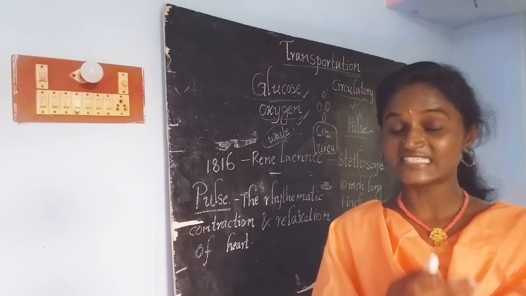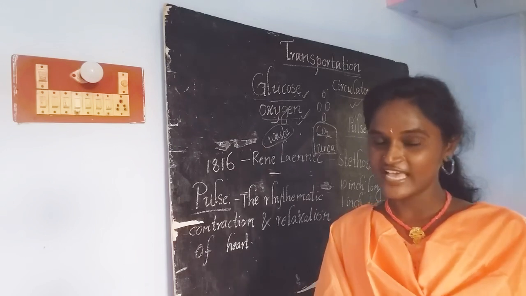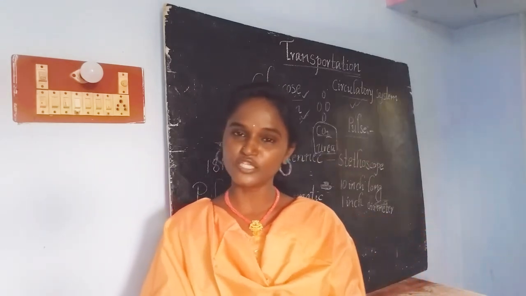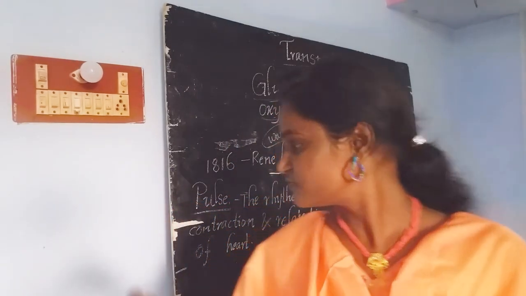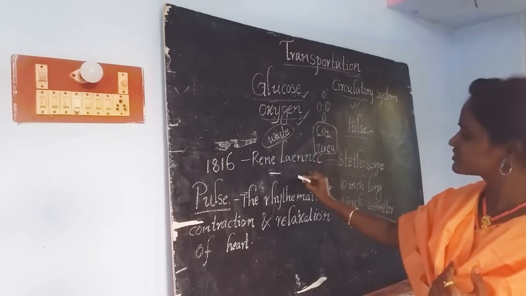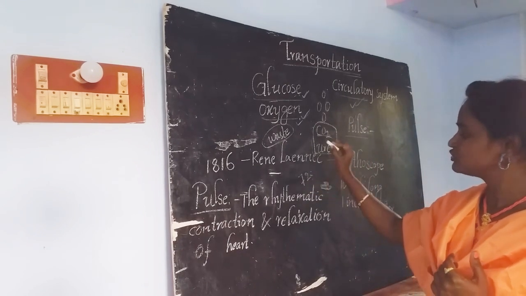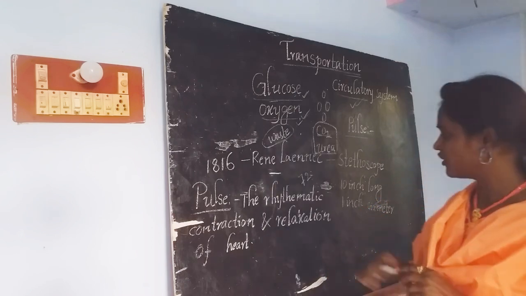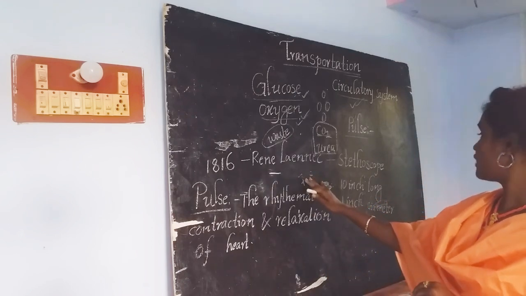The pulse is the same as our heartbeat. Actually, an adult human being is capable of showing a pulse rate of about 72 times per minute.